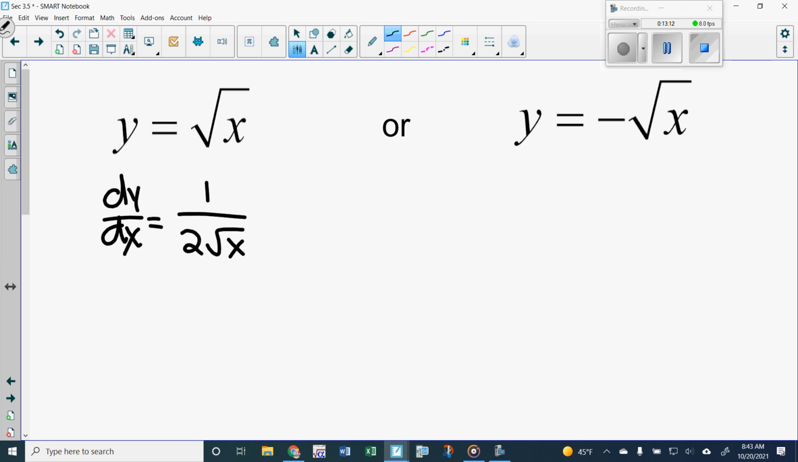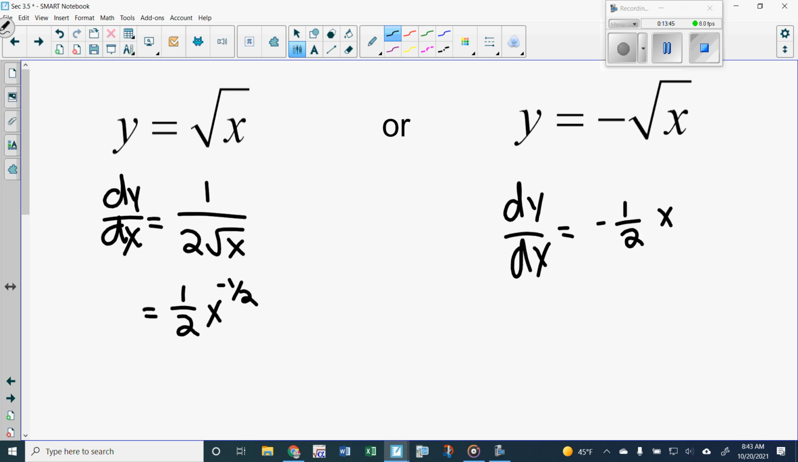Or you can do the other way, because that's the square root, that would be x to the -1/2, right? Either way. This is going to be easier when I go to do the next part. So over here, I take the derivative. What's the derivative over here? Same thing, but I got a negative, right? -1/2 x to the -1/2, which is -1 over 2 square root of x.